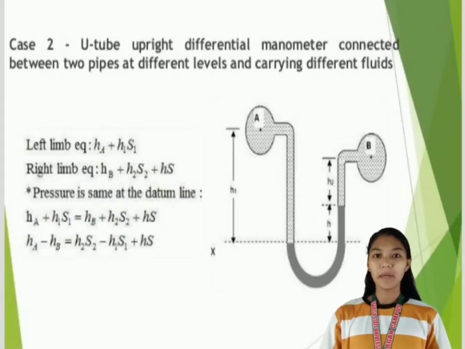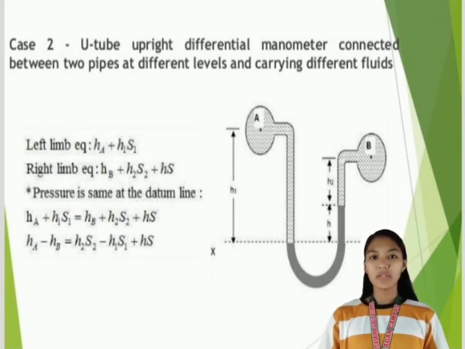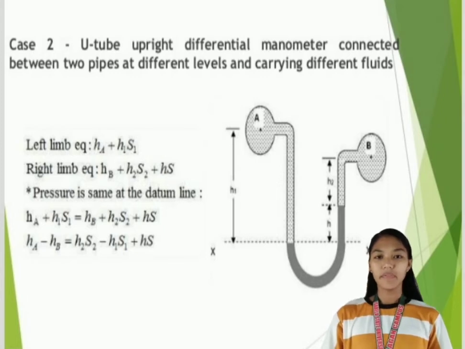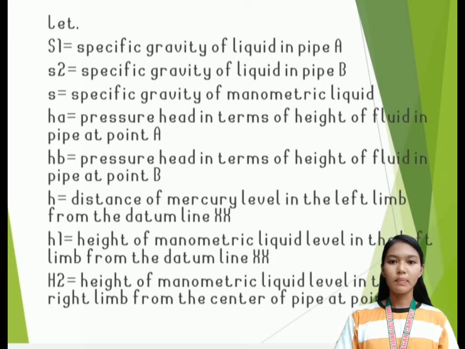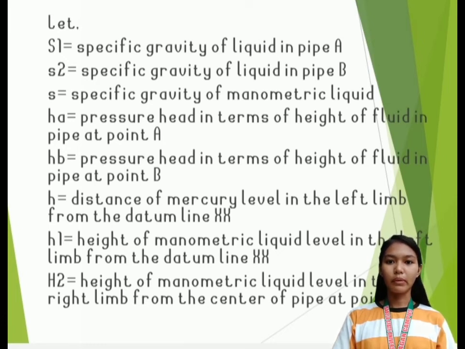Case 2. U-tube upright differential manometer connected between 2 points at different levels and carrying different fluid. So there is an equation there how to get the right limb, left limb, and the pressure at same datum line. Let S1 is equal to the specific gravity of liquid in pipe A. S2 is equal to the specific gravity of liquid in pipe B. S is equal to the specific gravity of manometric liquid. HA is equal to the pressure head in terms of height of fluid in pipe at point A. HB is equal to the pressure head in terms of height of fluid in pipe at point B.